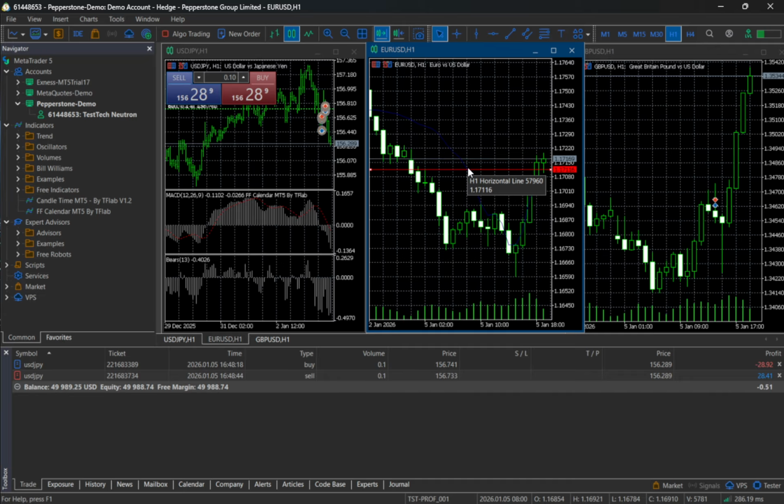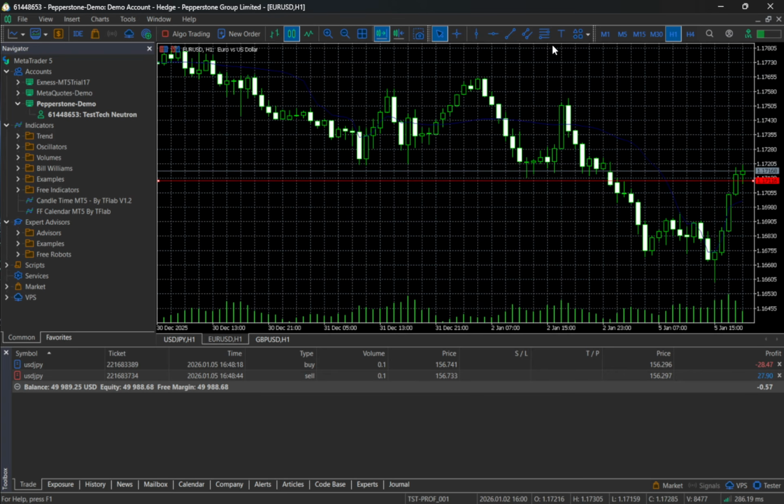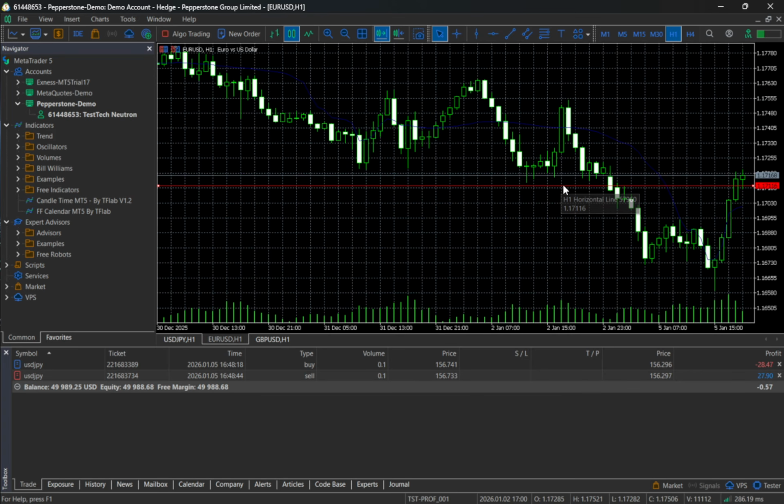As you work, keep your chart clean. A few well-chosen lines are more useful than a tangle of levels. After placing support and resistance, step back and look at the overall picture. Do your lines align with recent turning points and areas of congestion? If so, you've likely marked meaningful zones.